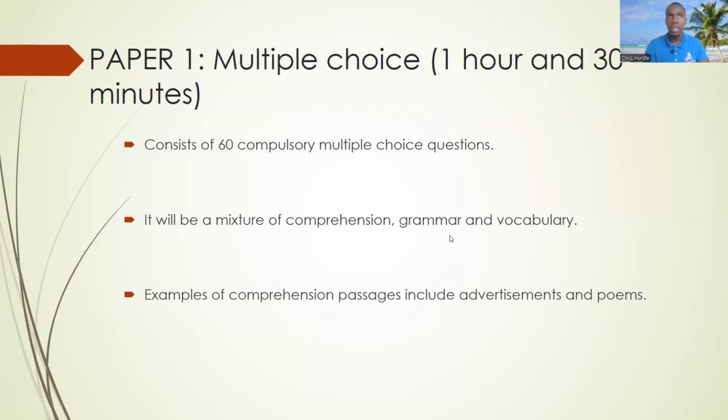Now, the comprehension passages could include advertisements and poems, right? But when it comes to the grammar, it's going to be error recognition. So you'll be given a sentence and you have to identify the error, right? The vocabulary would consist of antonyms, synonyms, and best fit.